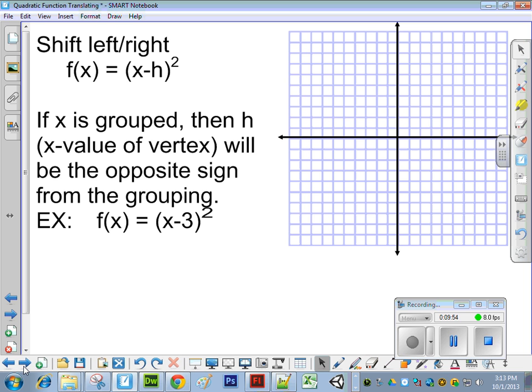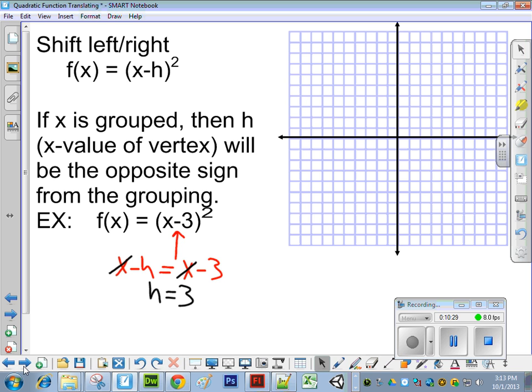Let's take this example. I have x minus 3 within the grouping. Now officially you could say this, x minus h equals x minus 3. You subtract x from both sides and you'll have negative h equals negative 3. We now know that h equals positive 3. There's a number of ways of doing that. That's just one of many.